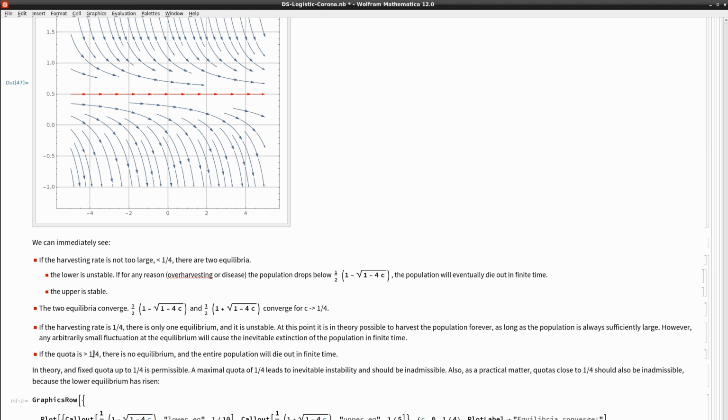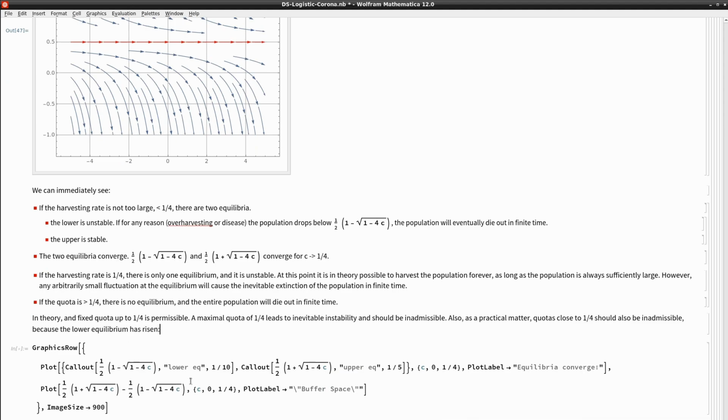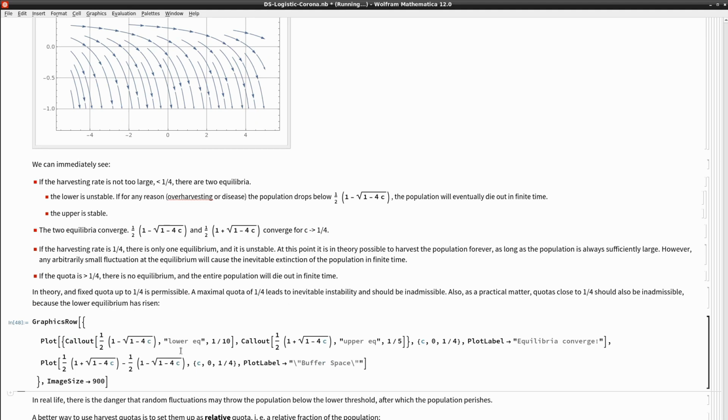And if the rate is larger than a quarter, there is no equilibrium, and the entire population will die out in finite time. So in theory, a fixed quota up to a quarter is still permissible, but a maximal quota of a quarter leads to inevitable instability and should not be admissible. And also as a practical matter, quotas close to a quarter should also be inadmissible because the lower equilibrium rises.